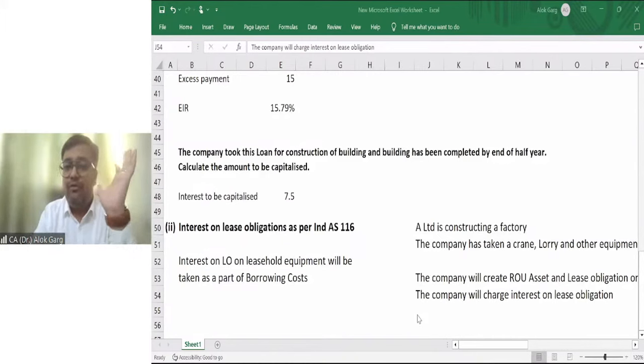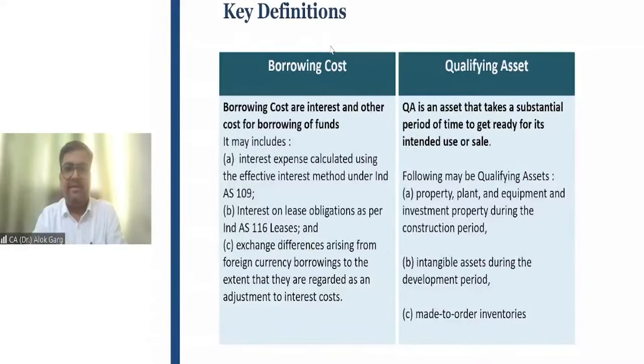Is that clear or do you have any confusion? Please let me know if you have any confusion. Is that clear? Very good. So, friends, this interest expense part is clear. Is it clear?